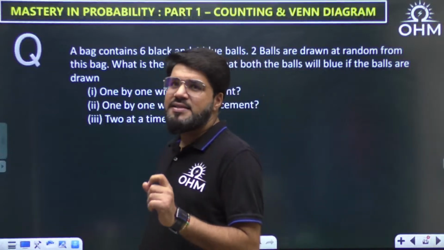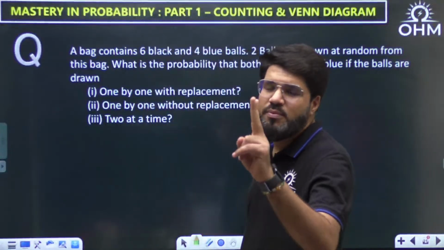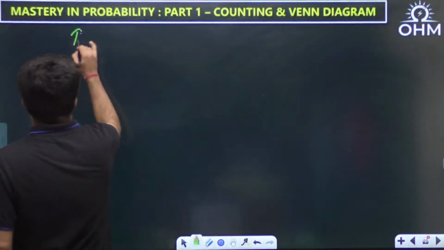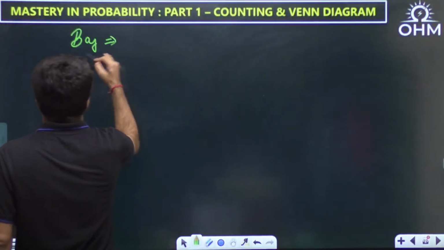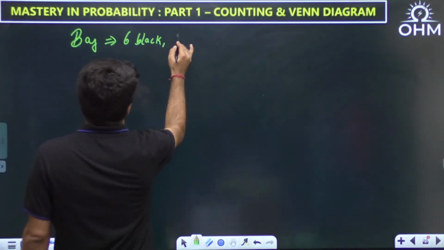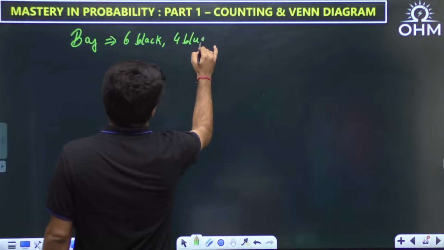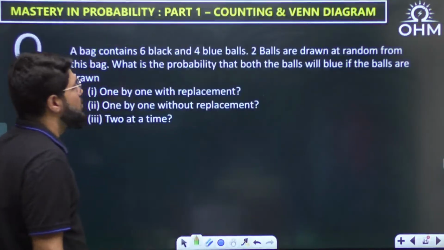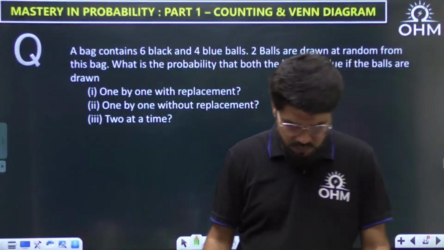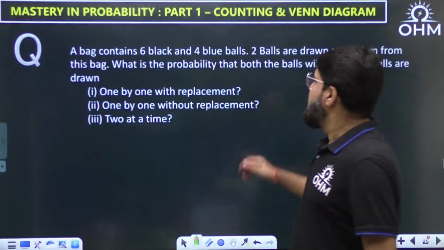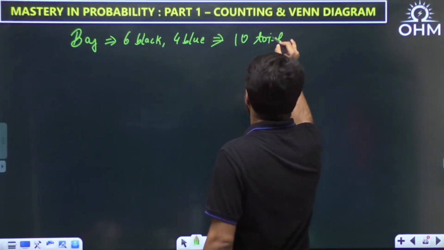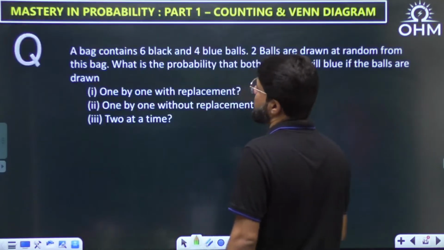A bag contains 6 black and 4 blue balls, and how many balls are drawn? 2 balls are drawn. Okay, so what is there inside the bag? 6 black, 4 blue. Okay, that means total 10.